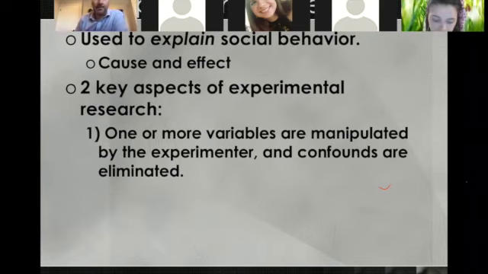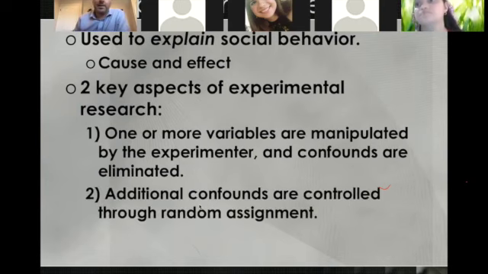And confounds, which I'll also explain in a second, are eliminated. We're going to come back to this point in just one second. But the second key aspect of experimental research is that we use a process known as random assignment. Now, the purpose of both of these aspects is to eliminate confounds, and it's only by eliminating confounds that we can make cause-effect claims. So let's take a deeper look at what that actually means, okay?